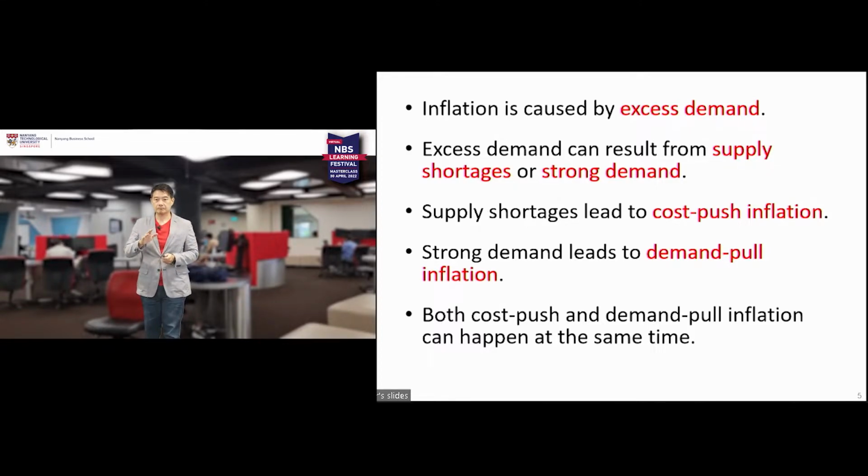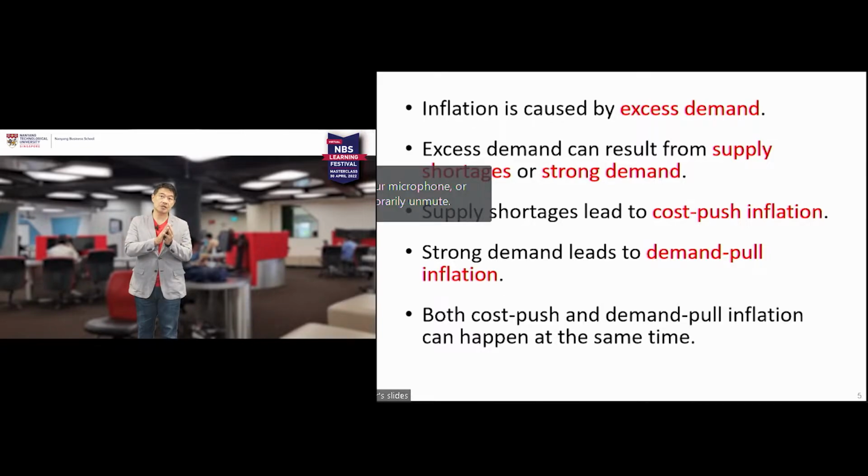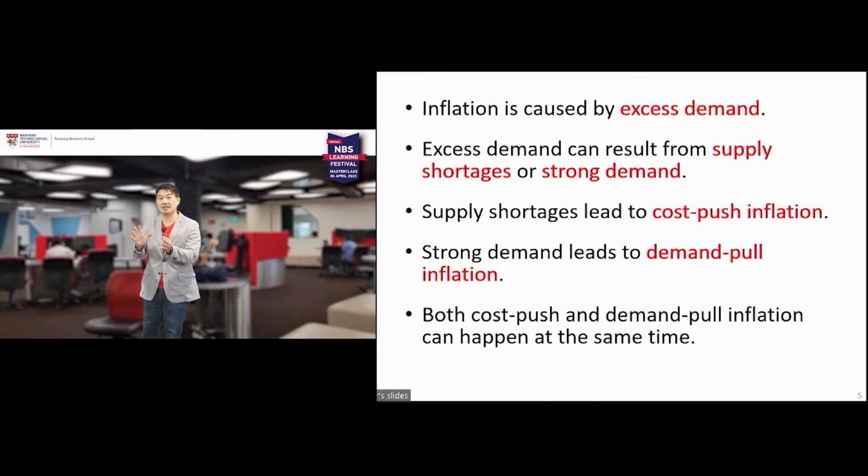Now, the way that we look at supply shortages, what kind of inflation does it lead to? That kind of supply shortage, we call cost push inflation. Then you have strong demand. The type of inflation caused by strong demand, we call demand pull inflation. You can have both of them happening at the same time. In other words, you can have cost push inflation as well as demand pull inflation happening all at the same time. Sometimes you may not have that.